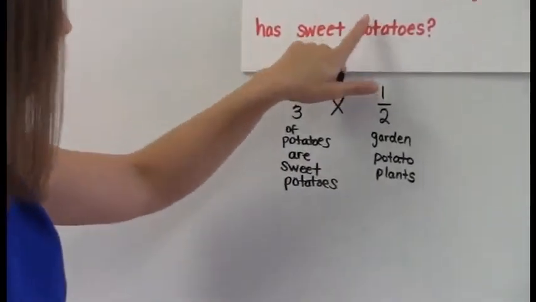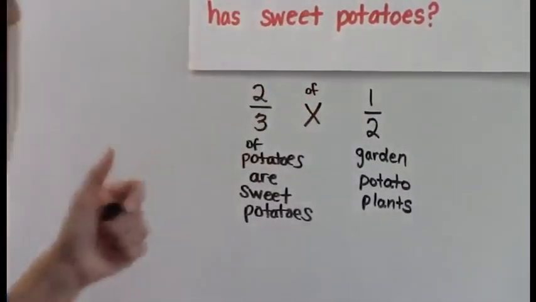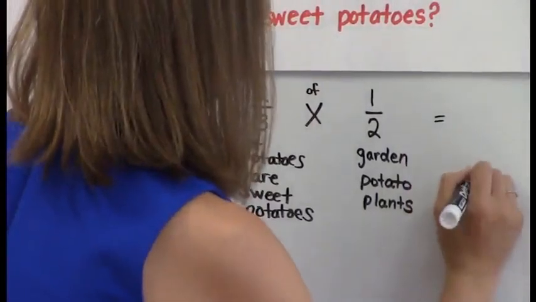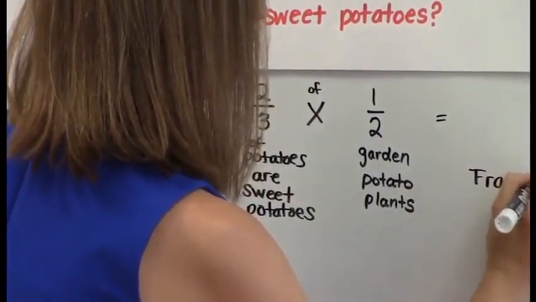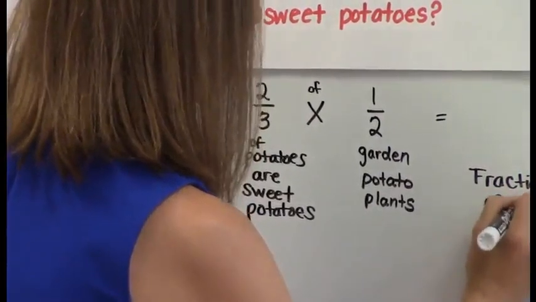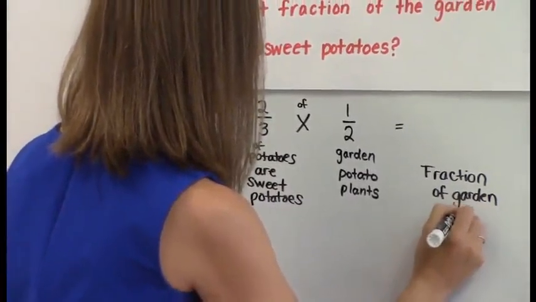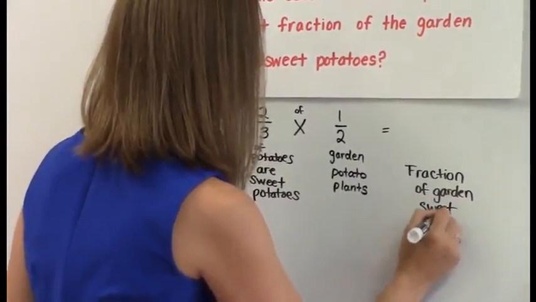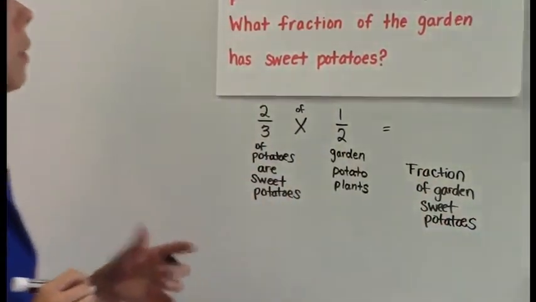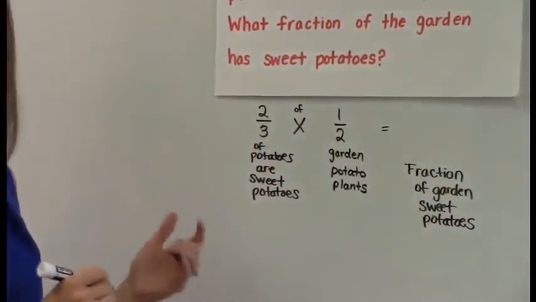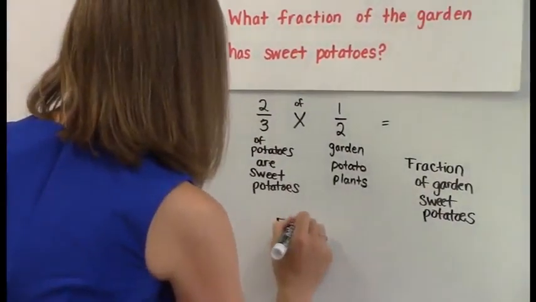And what we're looking for is the fraction of the garden that has sweet potatoes. So we're looking for the fraction of the total garden that is planted in sweet potatoes. So I'm going to use a model to help solve this problem. Go ahead and draw a rectangle.